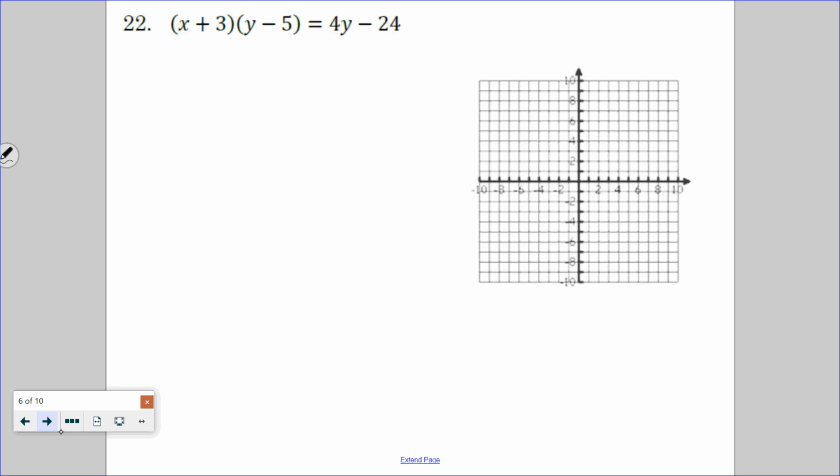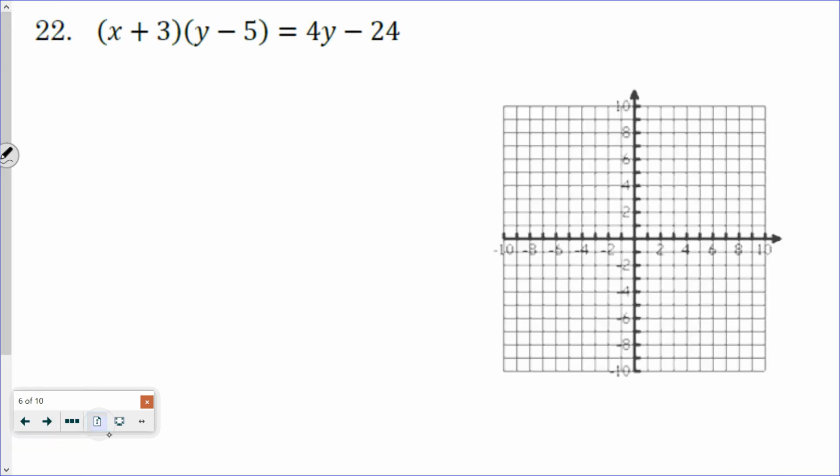So number 22 is the same thing. We're going to graph it. Go a little quicker this time, but what's special about this problem is that we're going to have to actually solve for y. So it's a literal equation. I need to solve it out. So first thing I'm going to do is multiply x plus 3 and y minus 5, and I get xy minus 5x plus 3y minus 15 equals 4y minus 24.